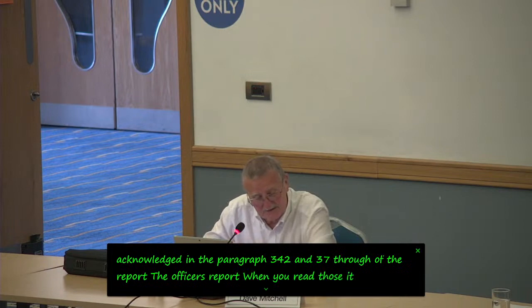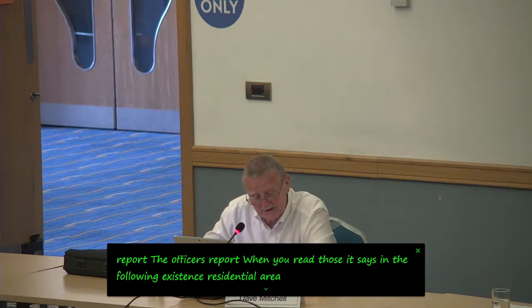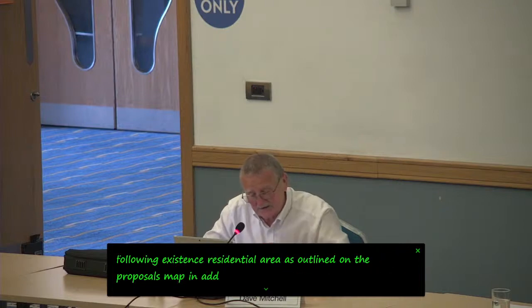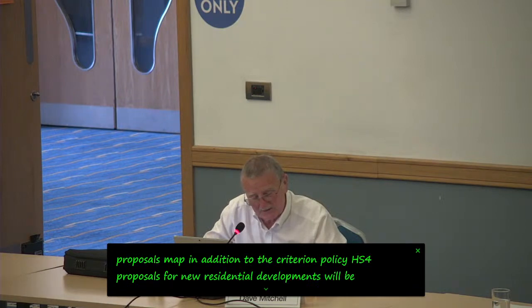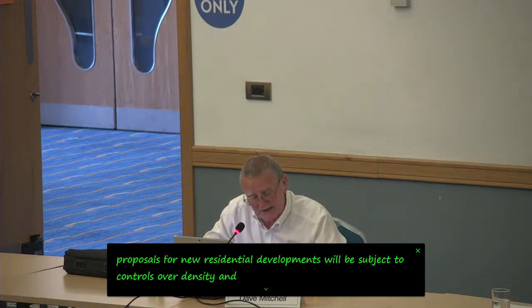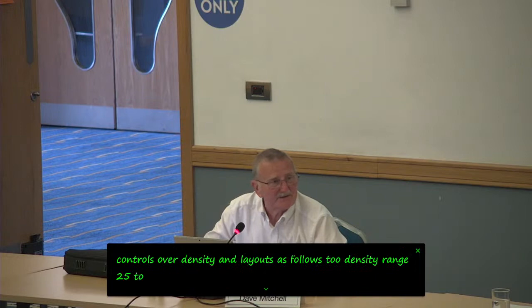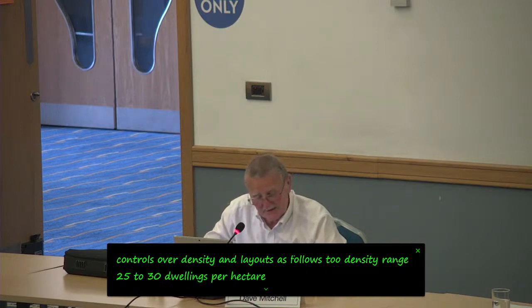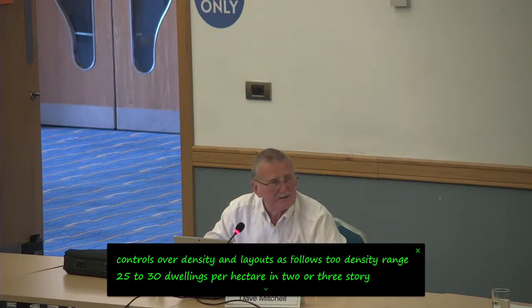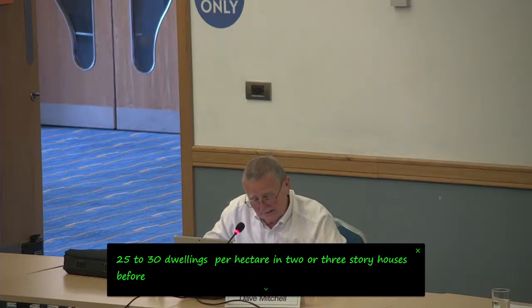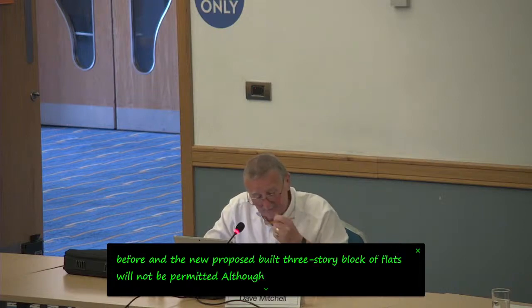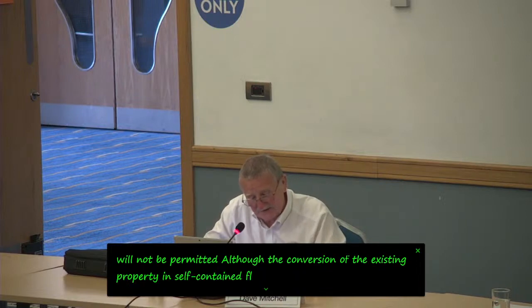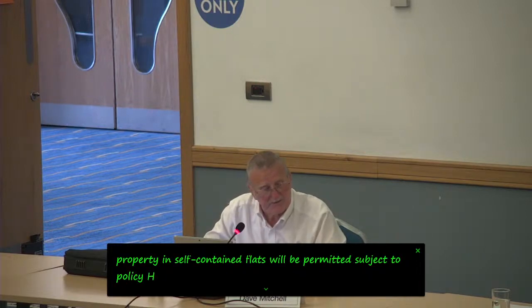And when you read those, it says, in the existing residential area as outlined on the proposals map, in addition to the criteria in policy HS4, proposals for new residential developments will be subject to controls over density and layout as follows. Noctorum Ridge 2, density range 25 to 30 dwellings per hectare in 2 or 3 storey houses, or 4. And the new proposed built 3-storey block of flats will not be permitted, although the conversion of the existing property into self-contained flats will be permitted subject to policy HS13.